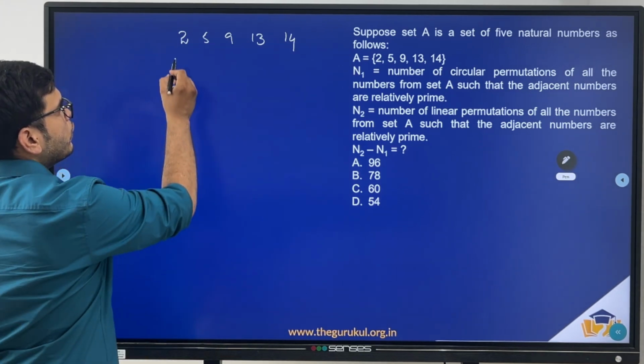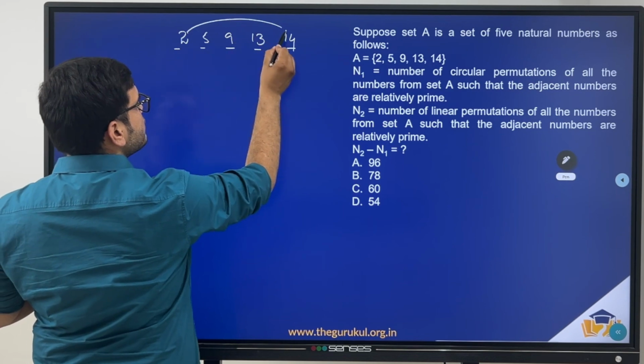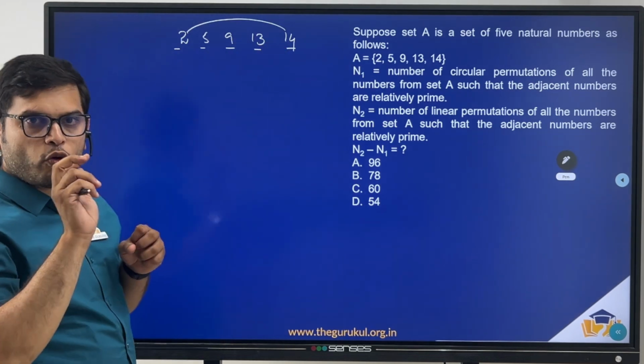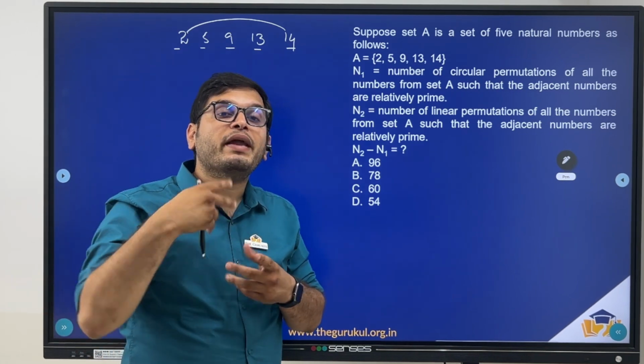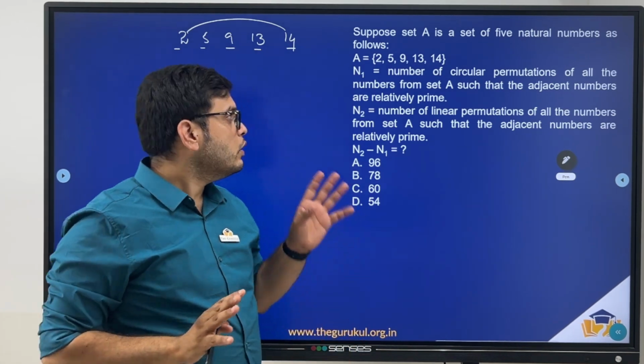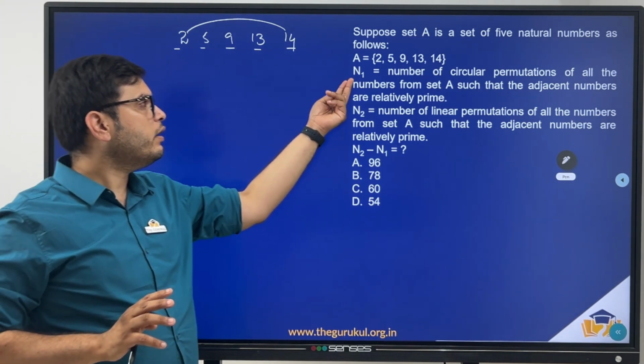Now if you observe 2, 5, 9, 13 and 14, out of these 5, there is a common factor 2 for only these two numbers, 2 and 14. So that tells me that 2 and 14 should not be adjacent to each other, right? So we need to ensure that 2 and 14 should not be adjacent to each other while finding n1.